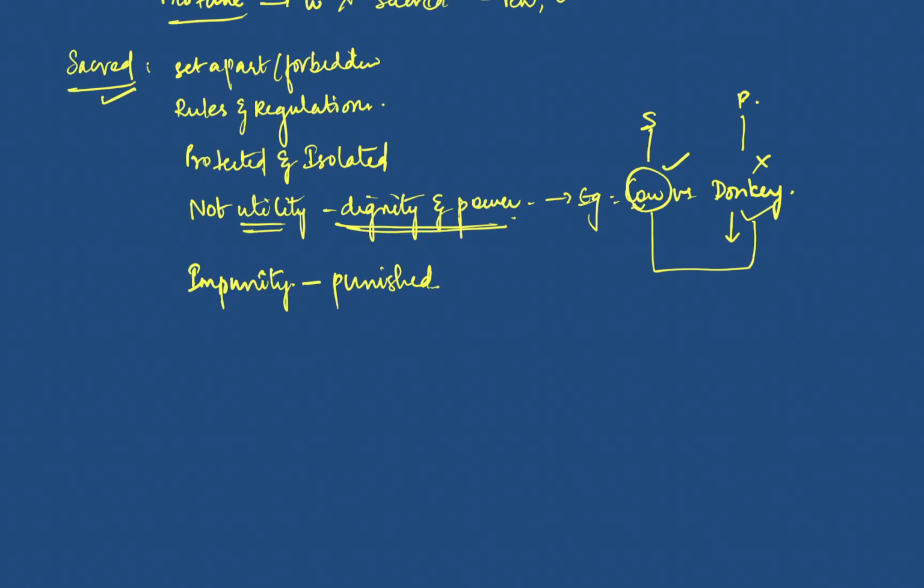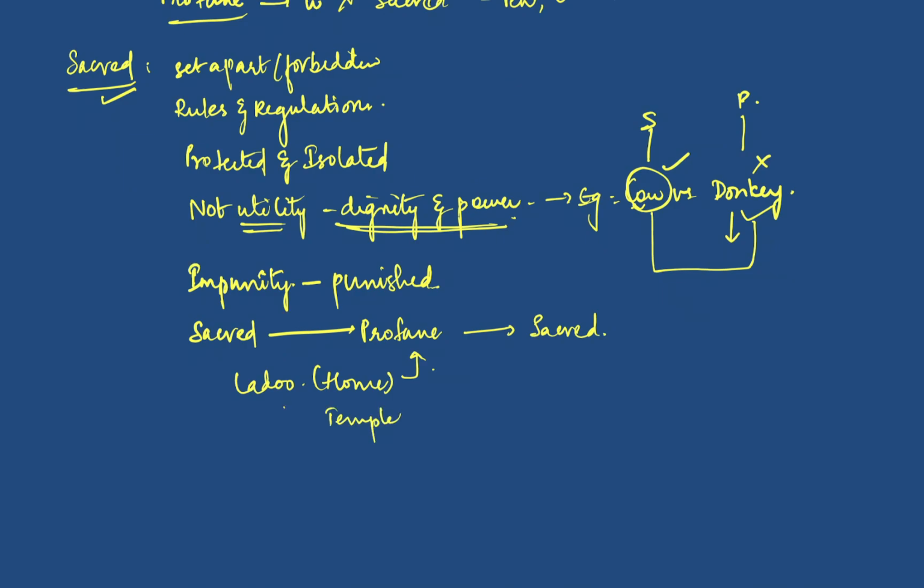And he also says that if something is sacred today, it can also become profane, and something that is profane can also become sacred. So there is this passage always happening from sacred to profane, profane to sacred, depending on the situation and the use of a particular thing, right? For example, a laddu that is made in the home is profane, but the same laddu, if it is given in a temple, becomes sacred, right? So depending on the situation, the profaneness and the sacredness of a particular thing also changes, right?